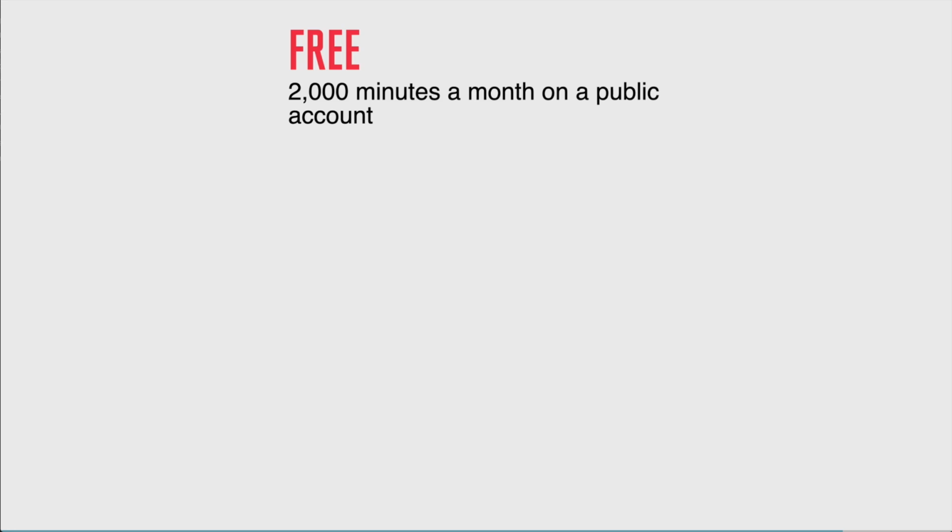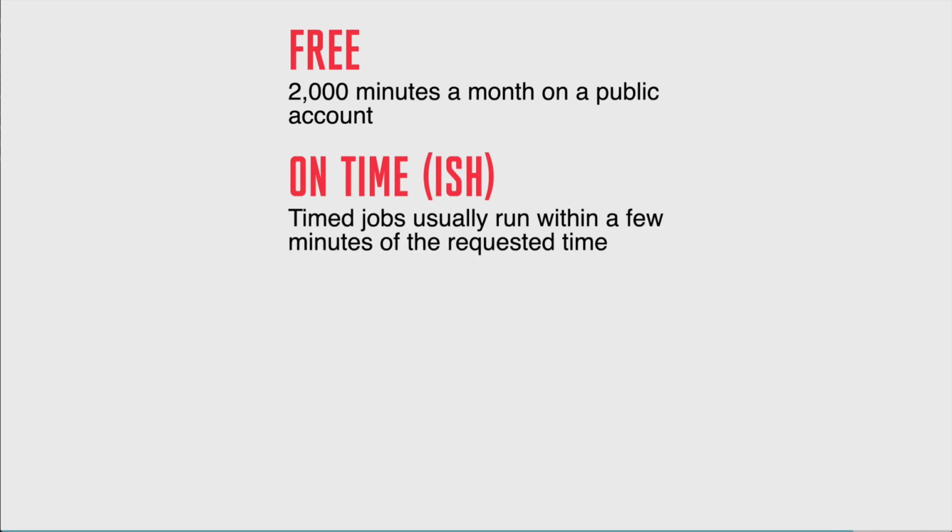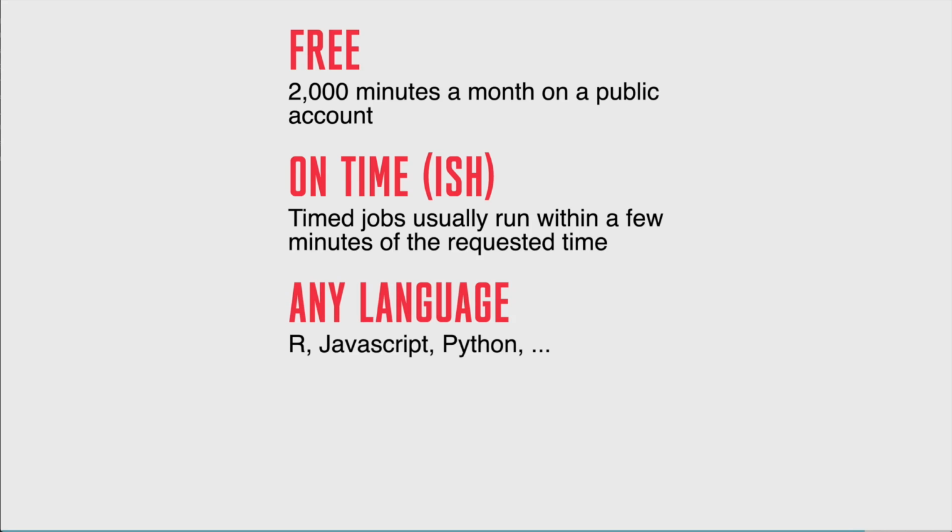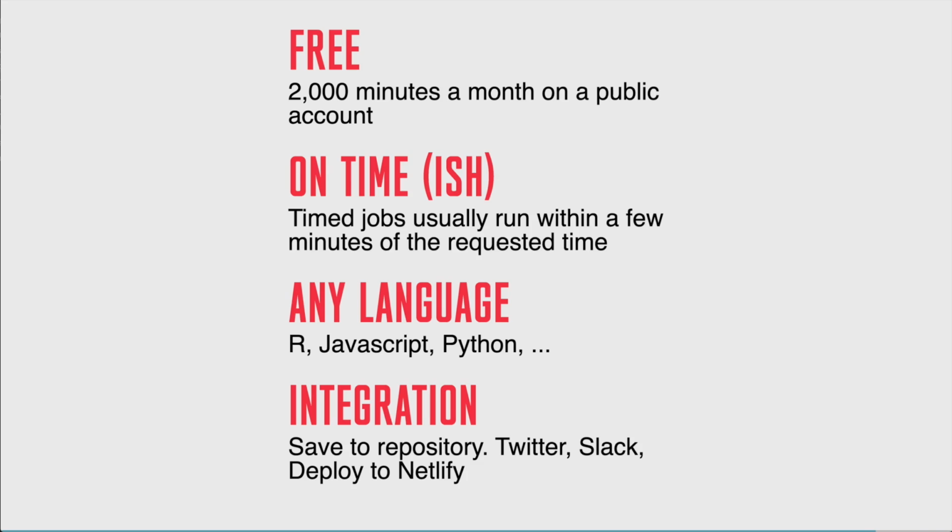With actions, you get a lot of computing time. If timings are super critical, then you might need a different solution. These roughly run when you set it, but could be as much as 10 minutes off. Not that you'd want to use something other than R, but anything's possible. You're already in GitHub, so you can just save and commit files. You can post things to Twitter or Slack, deploy to Netlify or AWS.